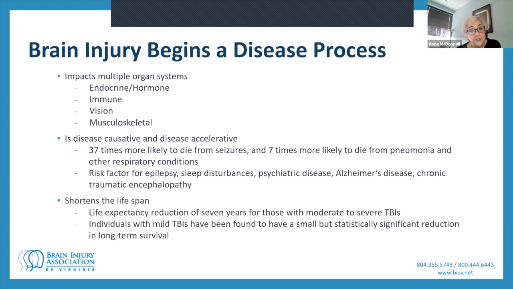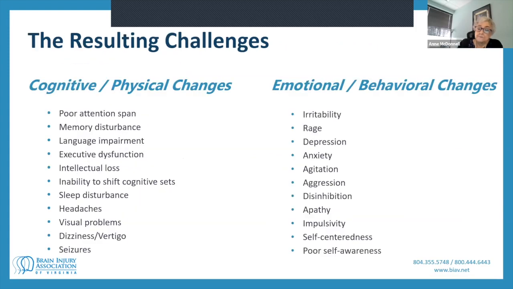We also know that brain injury shortens the lifespan. For individuals who have a moderate to severe injury, that reduction is about 7 years. And even if you have a mild injury, there is a small but significant reduction in long-term survival.